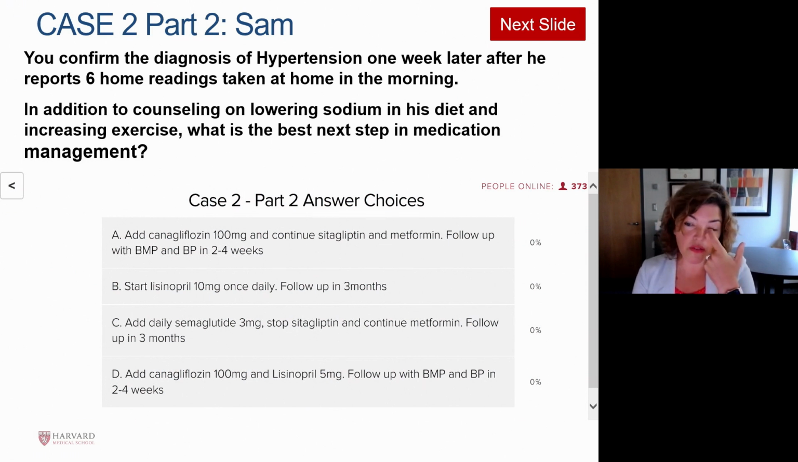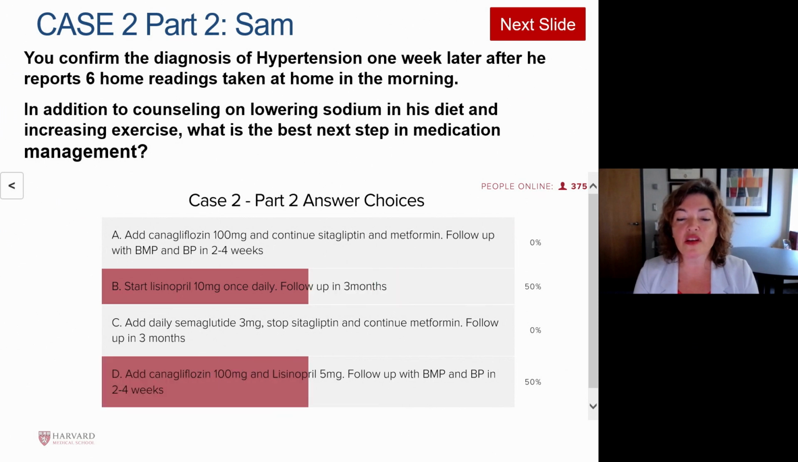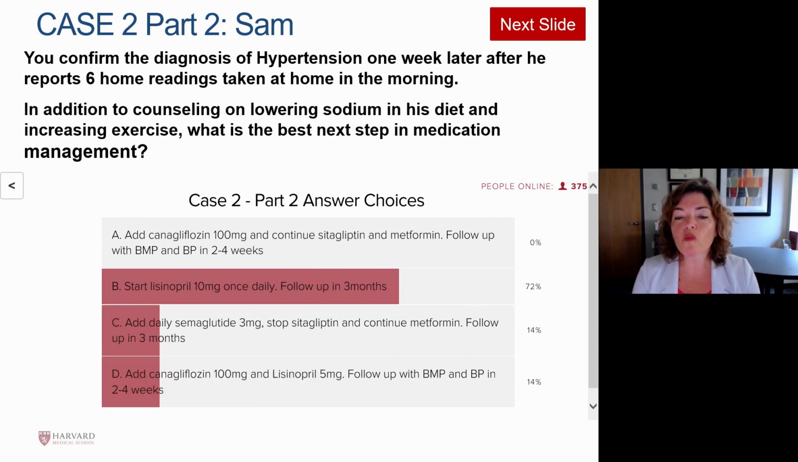So you confirm the diagnosis of hypertension with home readings. He was already diagnosed, but we know that he's poorly controlled. In addition to counseling on lowering sodium, what is the best next step in medication management? And that's right, he's not on an antihypertensive right now.